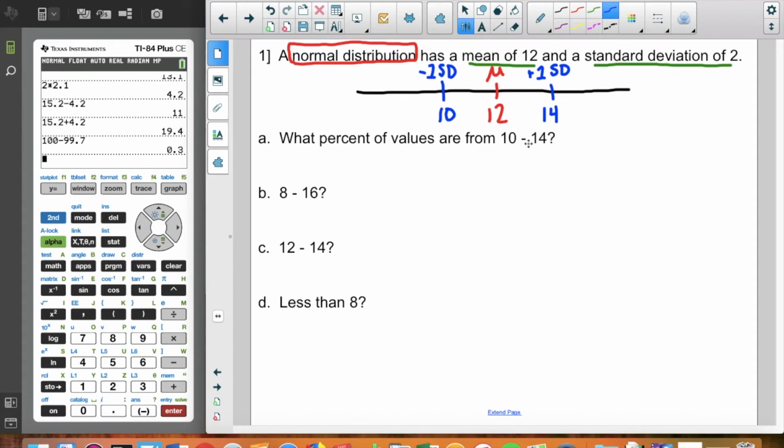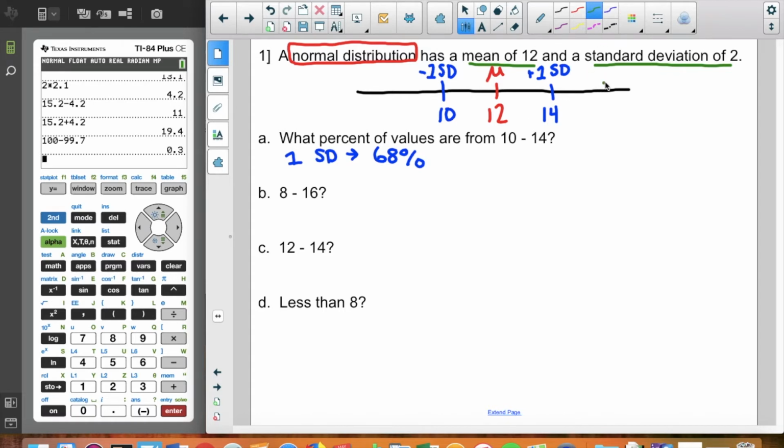Now, look, I don't have to go any further for part A. It says 10 to 14. That's within 1 standard deviation. Since it's a normal distribution, this is 1 standard deviation away, which means 68% of our values are between 10 and 14. All right, let's continue to see if we can find the rest.